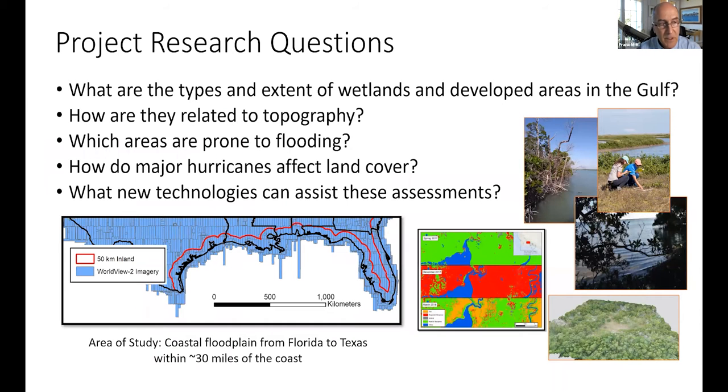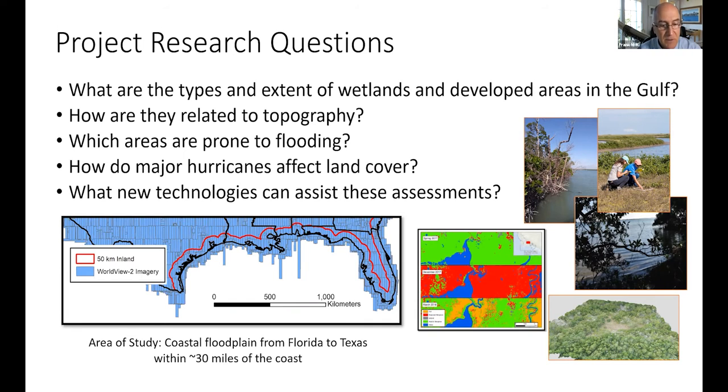So what we would like to do is to try new technologies to assess the types and extent of wetlands and developed areas in the southern US. And so this is the graphic here on the lower left-hand side, shows the coastal areas of the US, Gulf of Mexico. And the little blue squares are the footprints of images from a commercial series of satellites called Worldview from the company called Maxar.